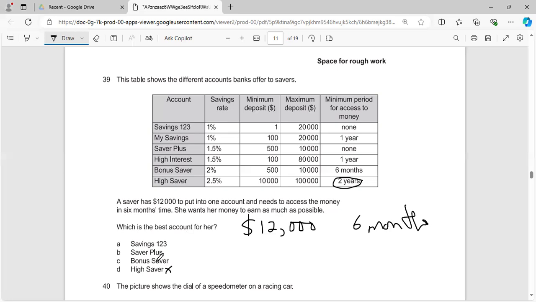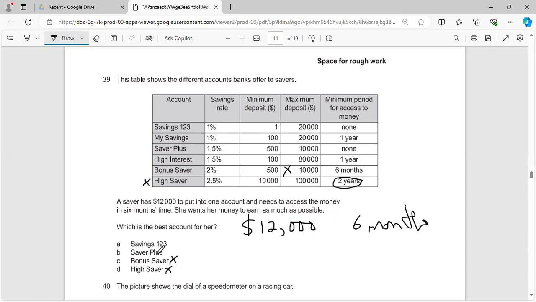Let's look at the bonus saver. Why can't it be the bonus saver? So bonus saver 2%, very good rate. The minimum is $500, but the maximum is 10,000. So in other words, these are the highest they take. The person has 12,000, so you couldn't use this.